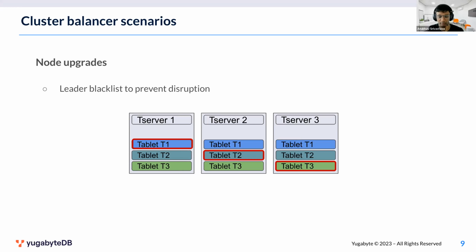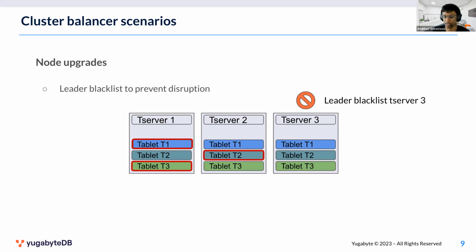So node upgrades are similar to downsizing a cluster in that you're still intentionally removing query load from a T server, but we expect the nodes to come back quickly. So maybe we don't want to take the expensive step of moving all of the data off of the T server itself. So a blacklist is maybe too heavy-handed of an approach. In this case, we have something called the leader blacklist, where the tablet leaders are indicated by these red borders here. We're going to first add T server 3 to a leader blacklist, and the cluster balancer will read that and use that as a signal to move the leader of T3 over to a different T server. So T server 1 or 2 would have worked.